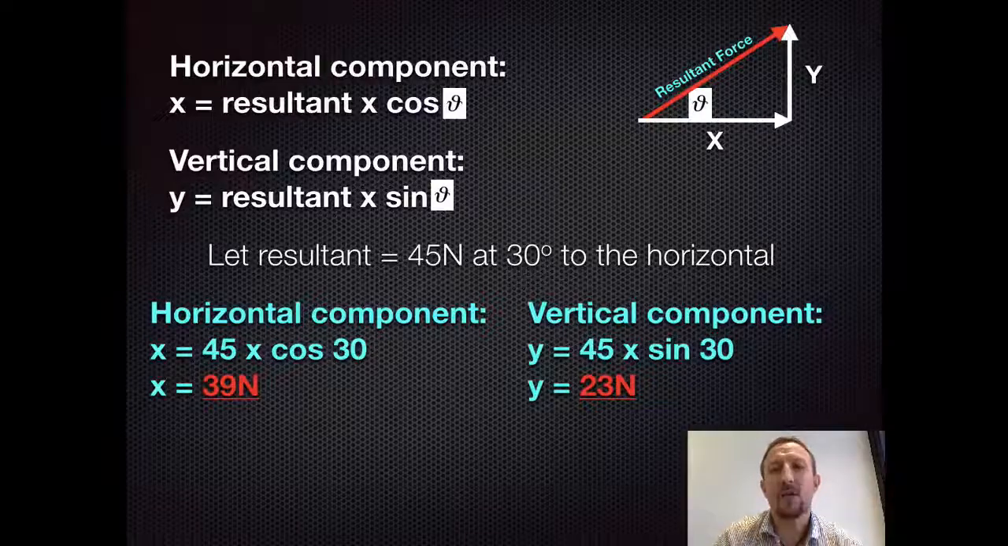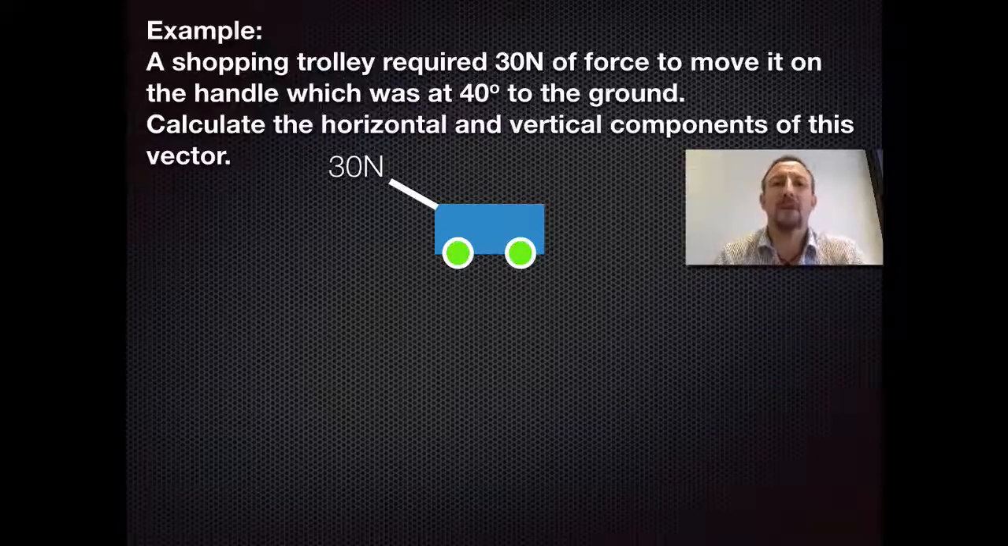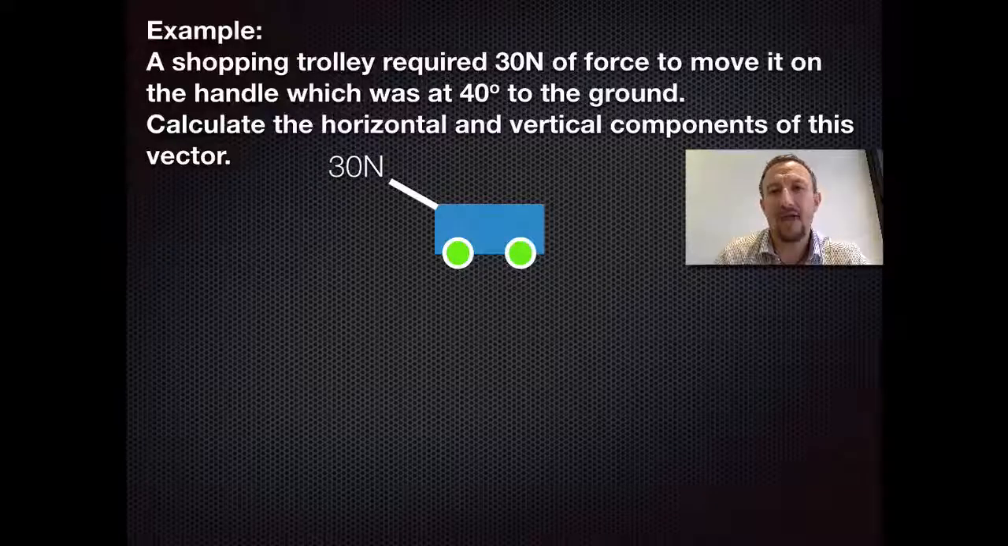Okay, so let's look at a quick example, and we'll get you to actually practice this. In this example, we've got a shopping trolley which required 30 newtons of force to move it on the handle, which was at 40 degrees to the ground. Calculate the horizontal and vertical components of this vector. What I would suggest you do now, using the information I gave you earlier, is pause the video and have a go at this question, and we'll come back and look at your answers. So pause the video now.